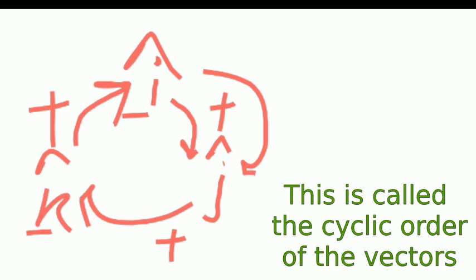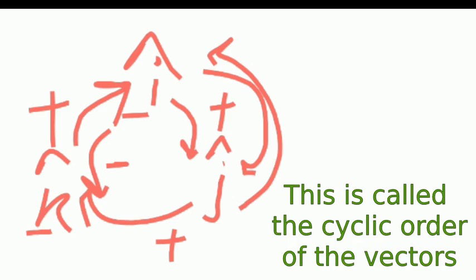If we go in reverse order, that is, j cross I, then we get k but with a negative sign. Similarly, if I go from I to k, I get j but with a negative sign. Similarly, if I go from k to j, then I get minus I cap.